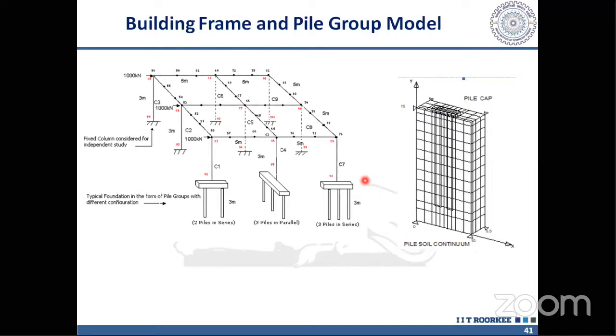In this case, we have tried four configurations of piles, a pile group basically, that is two piles in series and parallel arrangement. Series arrangement means the direction of load is parallel to the line joining the piles, and parallel arrangement means the direction of loading is perpendicular to the line joining the piles. So two piles in series and parallel, three piles in series and parallel.